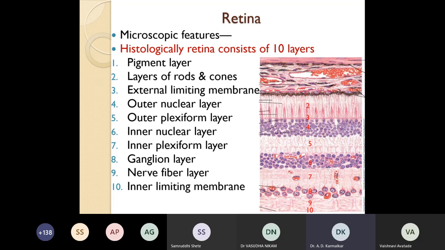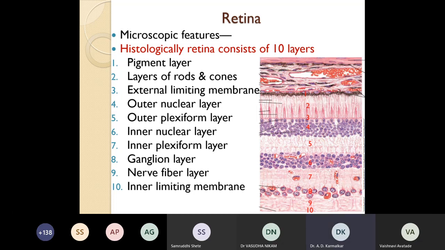Inner nuclear layer. In the inner nuclear layer, there are the nuclei of the bipolar cells, the association cells which I have seen, that is the horizontal cells and amacrine cells, and one supporting cell, that is the Muller cells. So all these nuclei will form the inner nuclear layer.